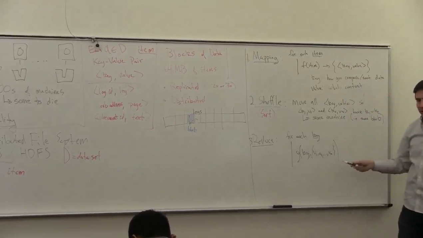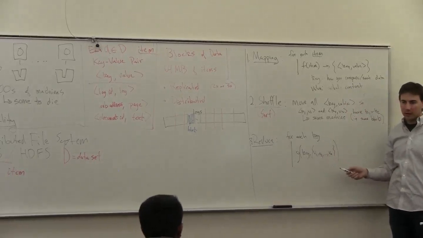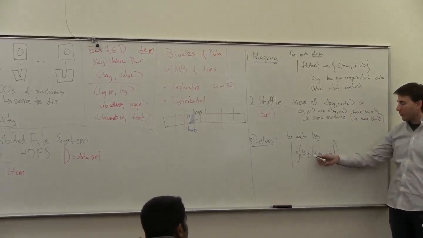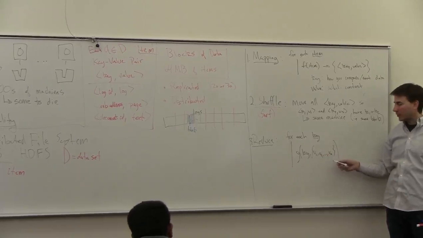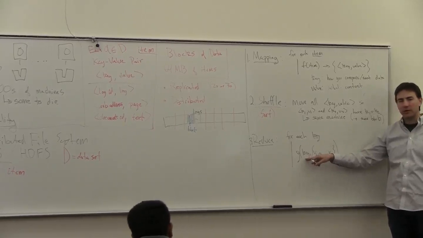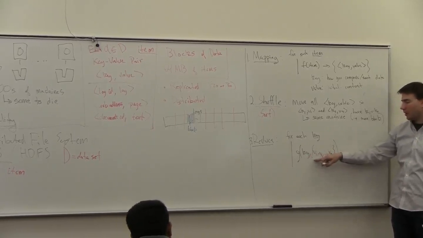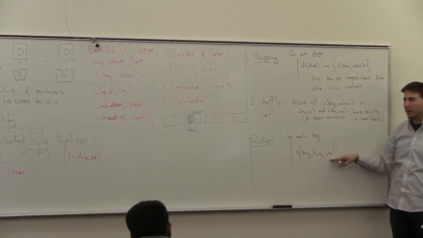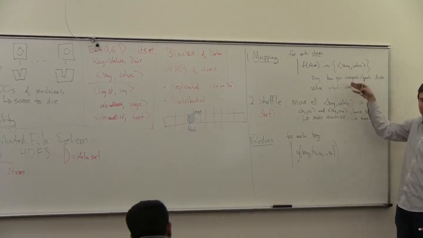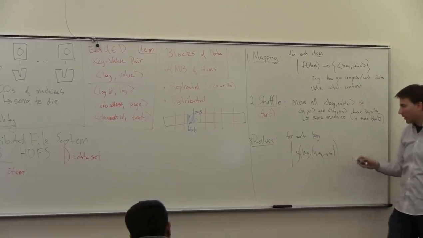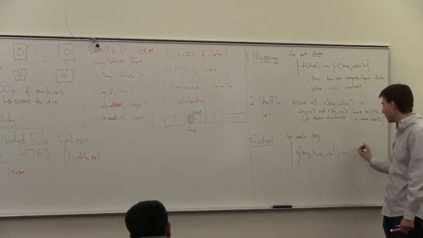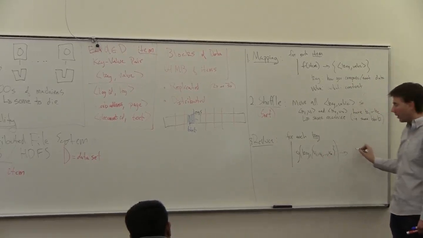So you have a bunch of key value pairs with the same key. The key is going to be the same, but the values might be different. Your function is going to take in whatever the key was and all of the values that appeared in any of the data items that had the same key. And then this is going to output something.